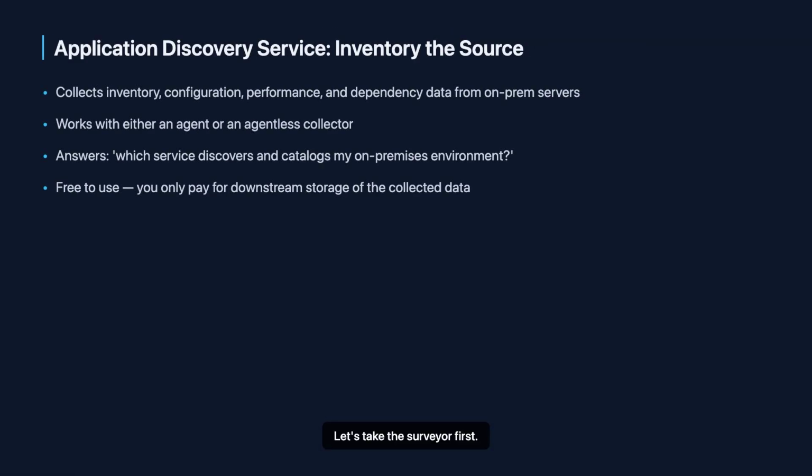Let's take the surveyor first. Application Discovery Service collects inventory, configuration, performance, and dependency data from your on-premises servers. It can do this 2 ways, with an agent installed on each server, or with an agentless collector that gathers the data without touching the machines individually. If a question asks which service discovers and catalogs your on-premises environment, this is the answer. One nice detail worth remembering: the service itself is free to use. You only pay for downstream storage of the data it collects, in places like S3.